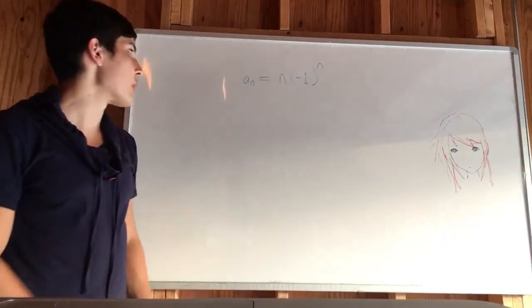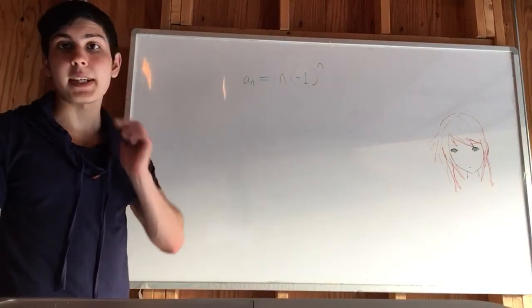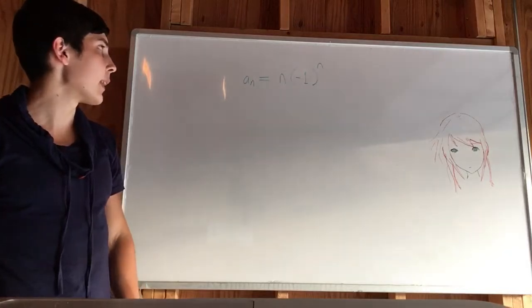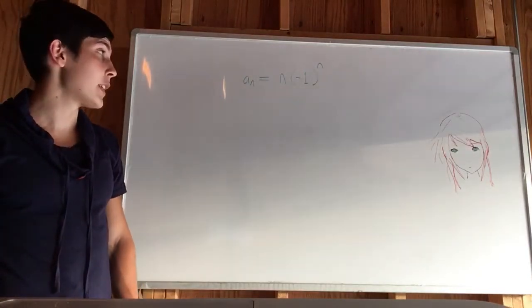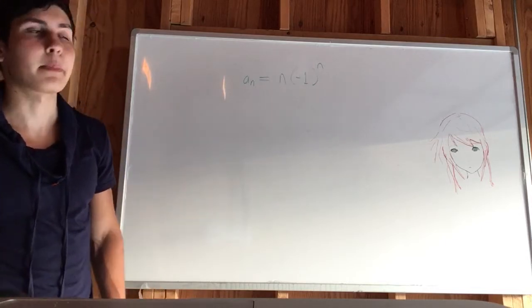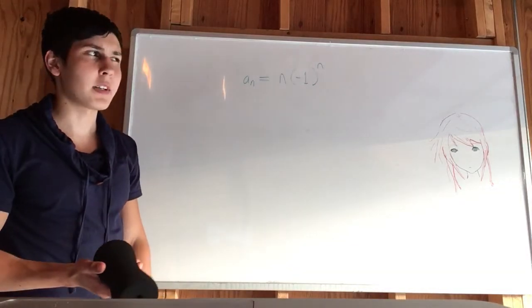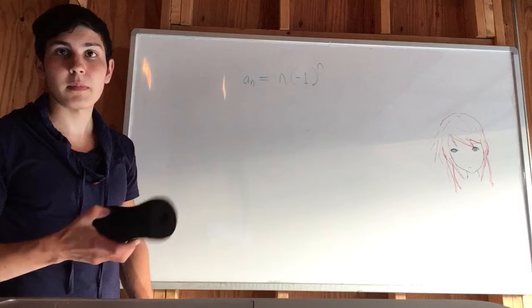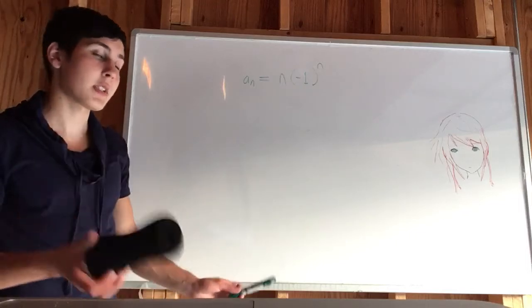Okay, we have this sequence here, n times (-1)^n. And we want to find out if this is increasing or decreasing, or if it's monotonic at all, which it may not be. If it's not monotonic, it means that it fluctuates. Sometimes it increases, sometimes it decreases.